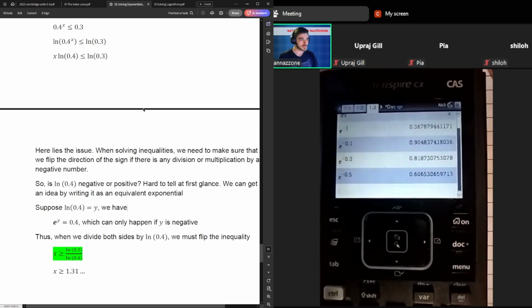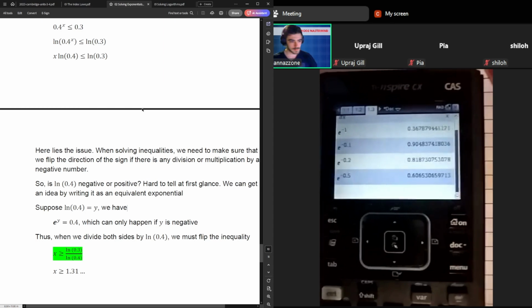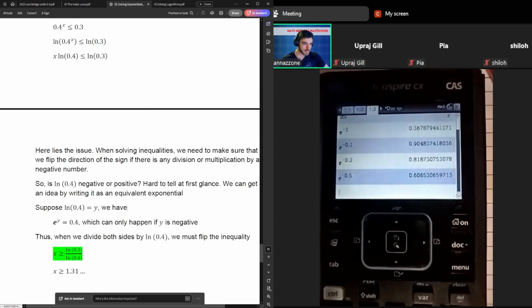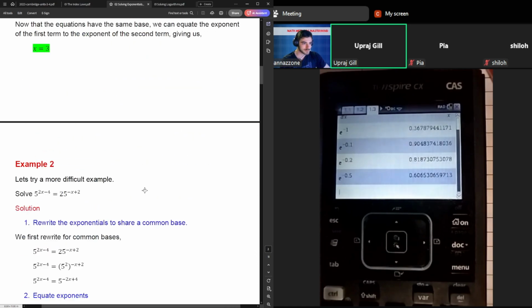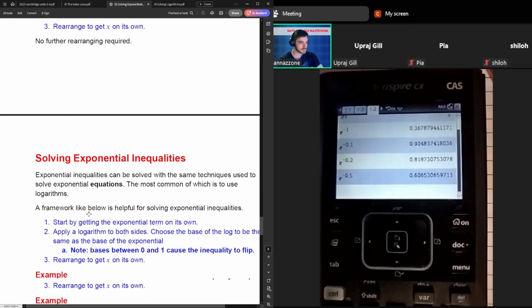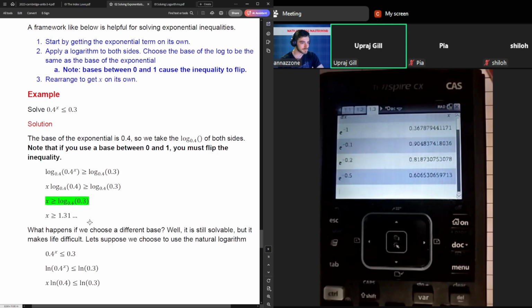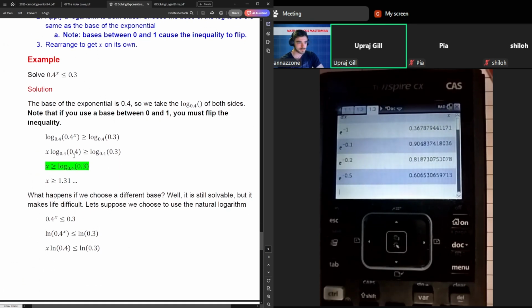Was that clear enough? Do I need to clarify anything that was going on there? Chris, when we were doing the first method of solving the inequality, the logarithmic solution, I kind of lost you where we went from x times log base 0.4 of 0.4, and then why did the left side of the log just vanish?